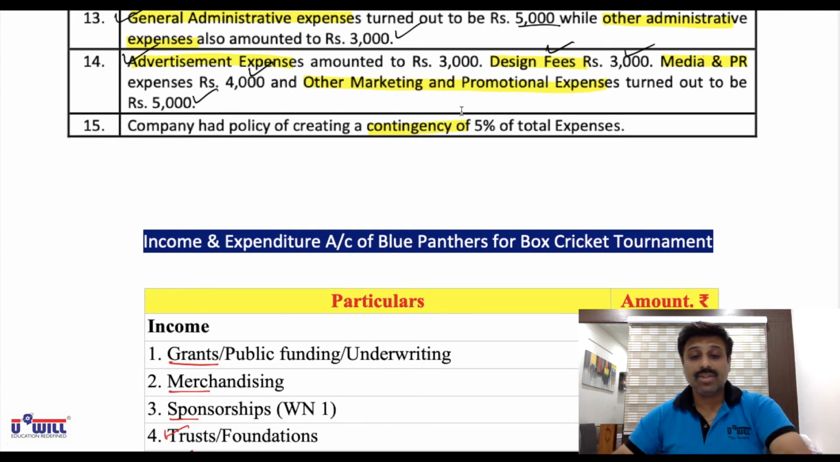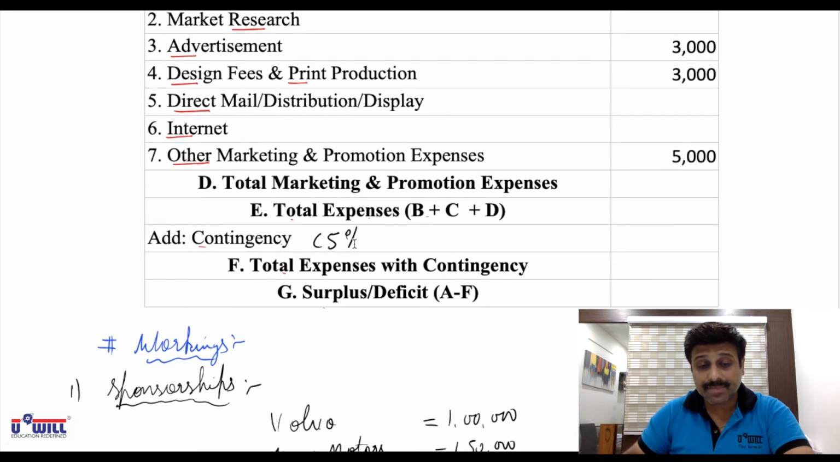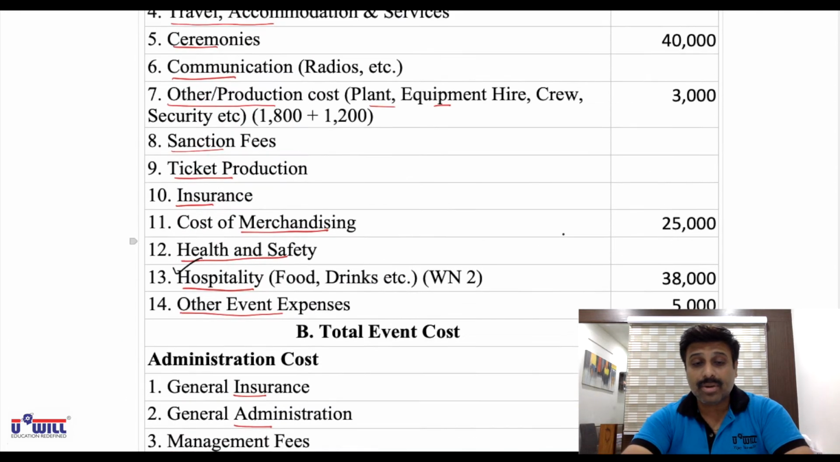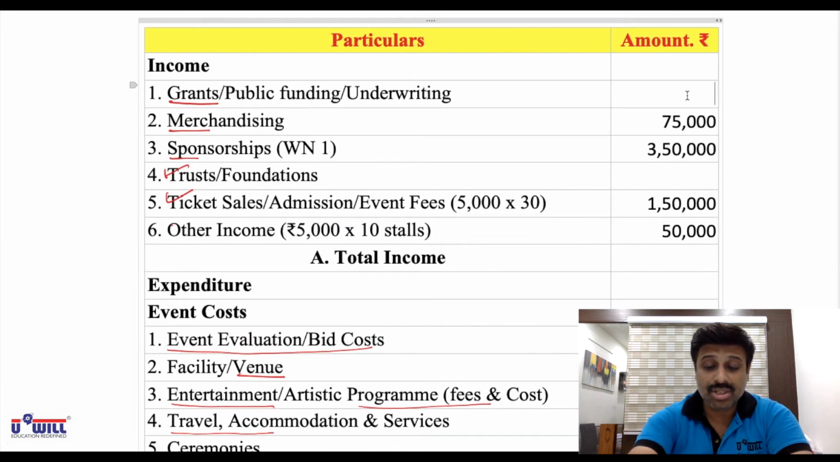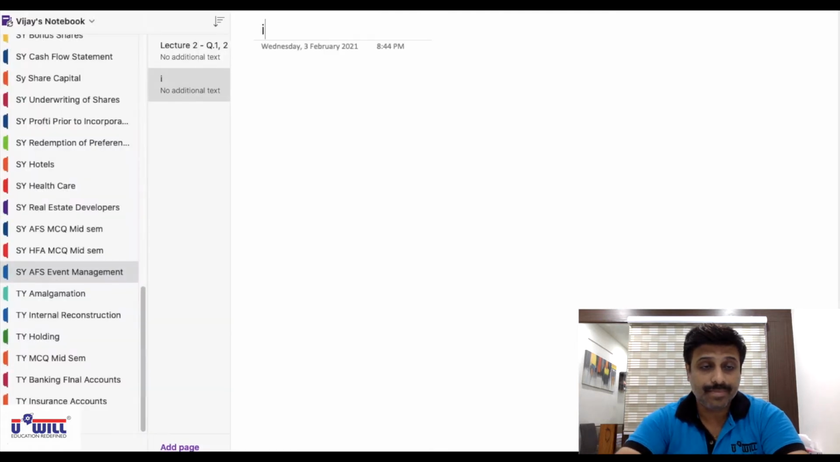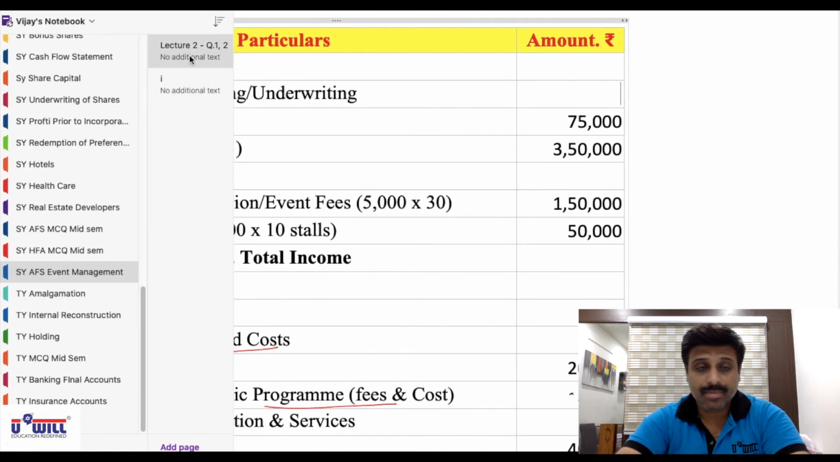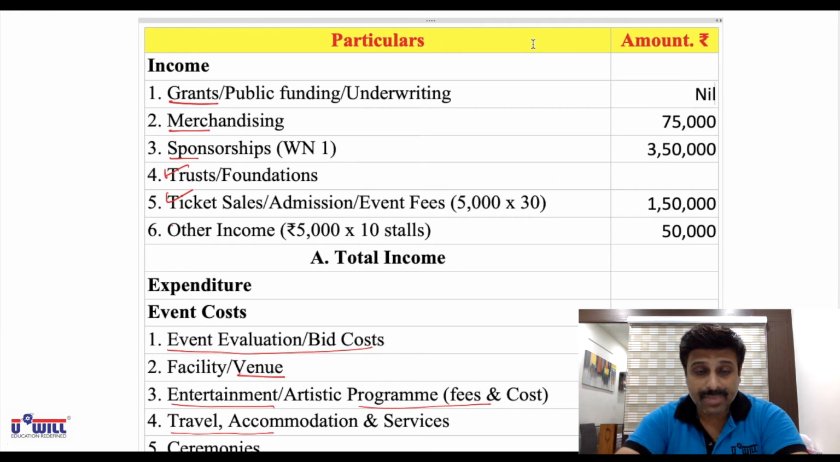Then company had a policy of creating 5% of total expenses as contingency. So in contingency, you can mention in bracket 5%. That will be done of total expenses. So now all the items are taken into consideration. Let us do the totals. Whichever items are not there, we'll write it as nil. So general grants we don't have, so nil. Trust or foundation we don't have, so nil.